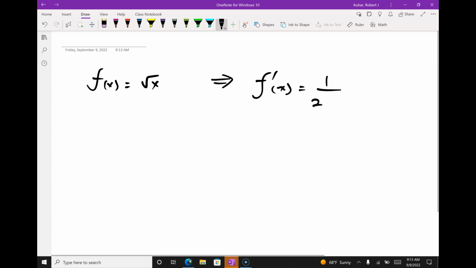One half, nice. One half square root of x, right? So we want to have all these memorized.